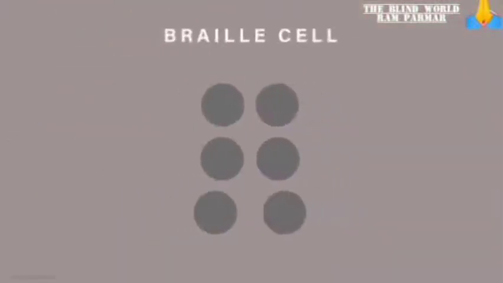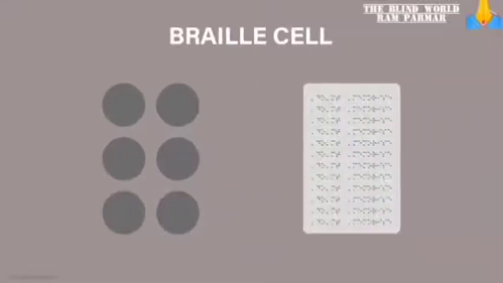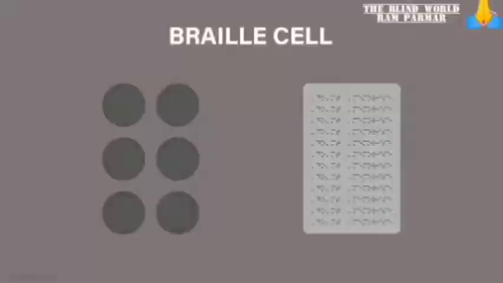The basic structure of the system starts with the Braille cell. As you can see, it's a cell with 6 dots arranged in 3 rows and 2 columns. These dots are numbered 1, 2, 3 from top to bottom on the left and 4, 5, 6 from top to bottom on the right. Now on a piece of paper, some or all of these dots are slightly raised above their position. This is for the visually handicapped people to feel these dots using their sense of touch.